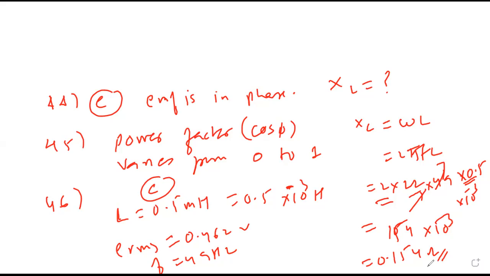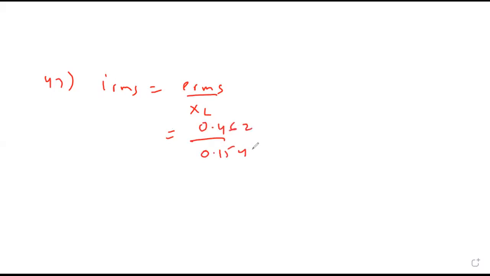Answer. Okay. Sum number 47. In question 46, find the RMS current through the coil. Current through the coil is voltage upon reactance. Reactance we got 0.154, voltage is 0.462. So it is equal to 3 ampere. Option C.